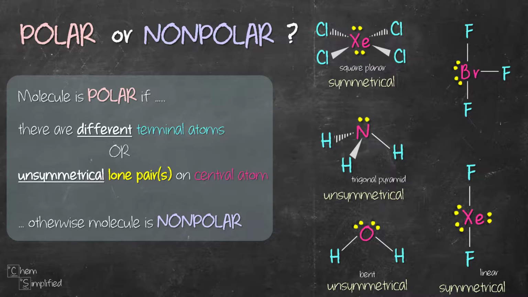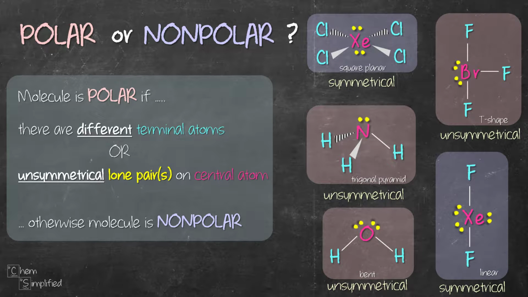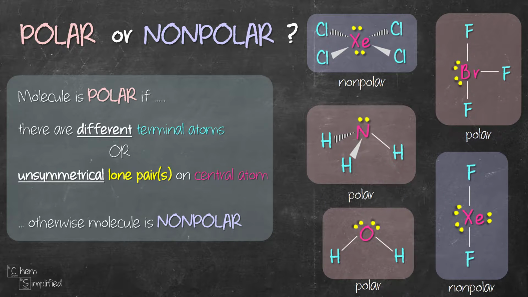BrF3 has T-shaped geometry with 2 lone pairs right next to each other. That makes the electron distribution unsymmetrical. If the molecule has unsymmetrical lone pairs, then it's polar. If it has symmetrical lone pairs, then it's nonpolar. With that, we've classified XeCl4 and XeF2 as nonpolar, and NH3, H2O, and BrF3 as polar.